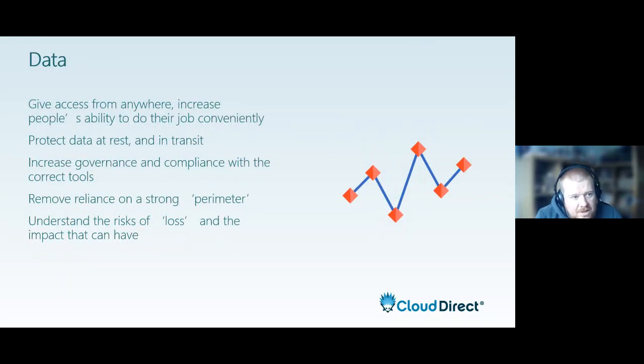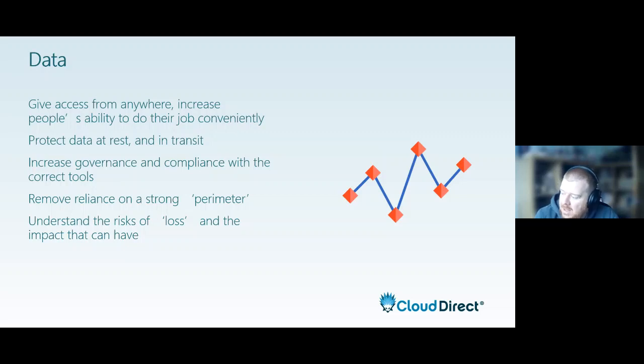We've got data as the second pillar of a security strategy. What we want people to be able to do is access their data to do their job from anywhere, make things convenient for them. But in doing so, we want to make sure that we are not opening ourselves up to risk from data loss. So we want to protect data at rest and in transit. Part of that plays into the device piece with encryption on the devices. Part of that is in how we can protect that data, potentially by way of some compliance tools that we've got available to us. We also need to remove the reliance on the perimeter.